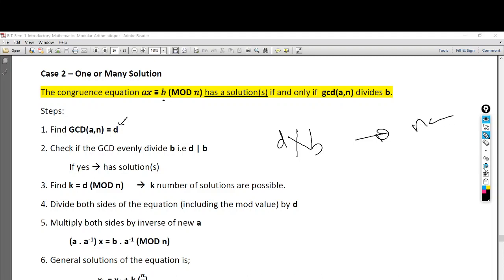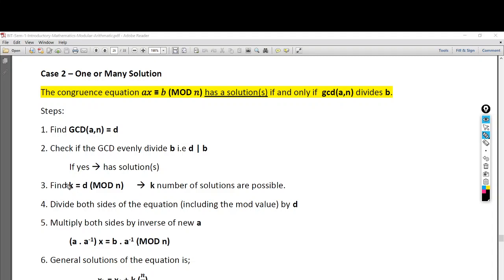But assume that the GCD of A and N, now we call it D, divides B. In that case definitely we have a solution, one or more solutions. Now let's see how to find those solutions. This is how we proceed from that point onward.